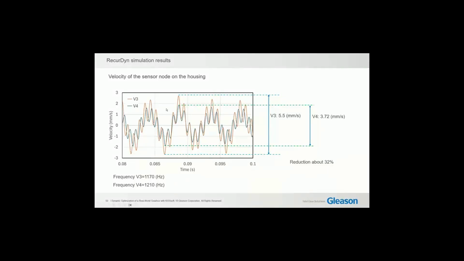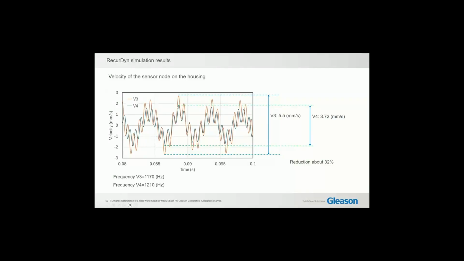And finally, when I look at the calculation results in Recordine for the velocity sensor, here in this image you see two plots. The orange is shown for variant V3, and the blue is shown for variant V4. I skipped the first part in time domain because it was just transient data, and I focus on the second part, which is the steady state results.